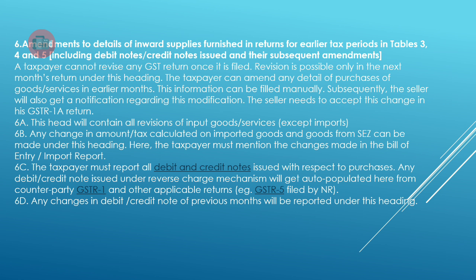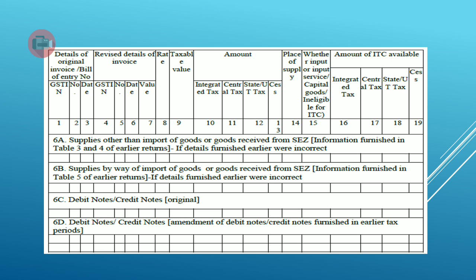The taxpayer must report all debit and credit notes issued with respect to purchases. Any debit or credit note issued under the reverse charge mechanism will get auto-populated here from the counterparty's GSTR-1 and other applicable returns, just like GSTR-5 filed by an NRI or non-resident, and any changes in debit or credit notes of a previous month will be reported under this heading. You can see this format.